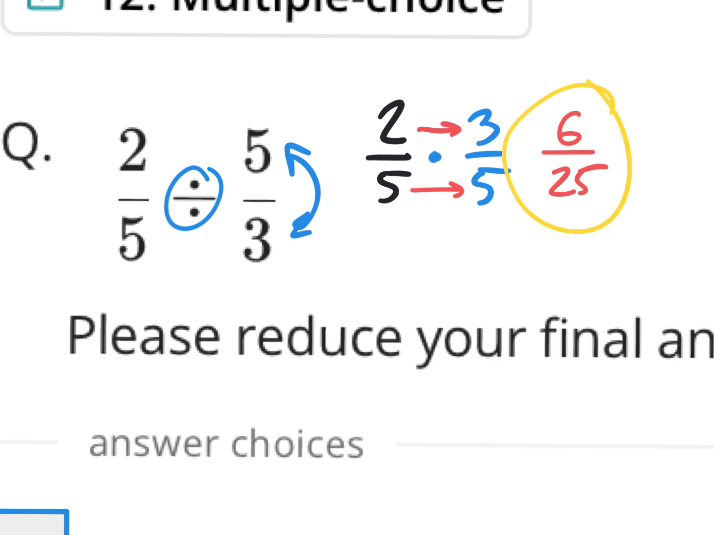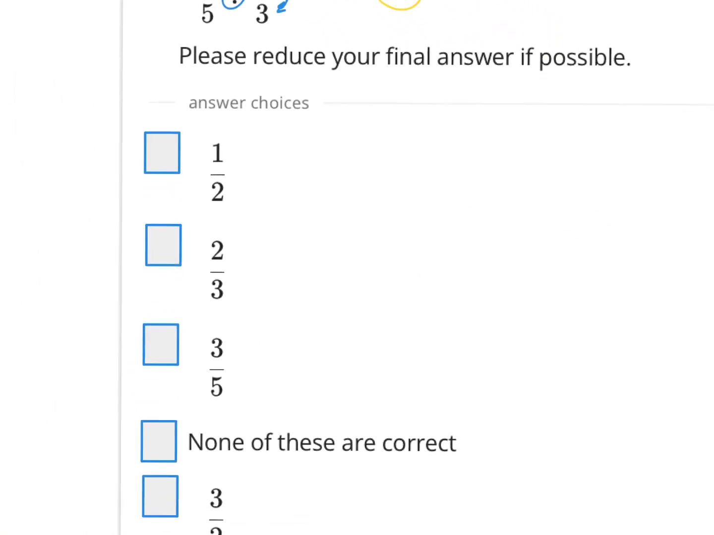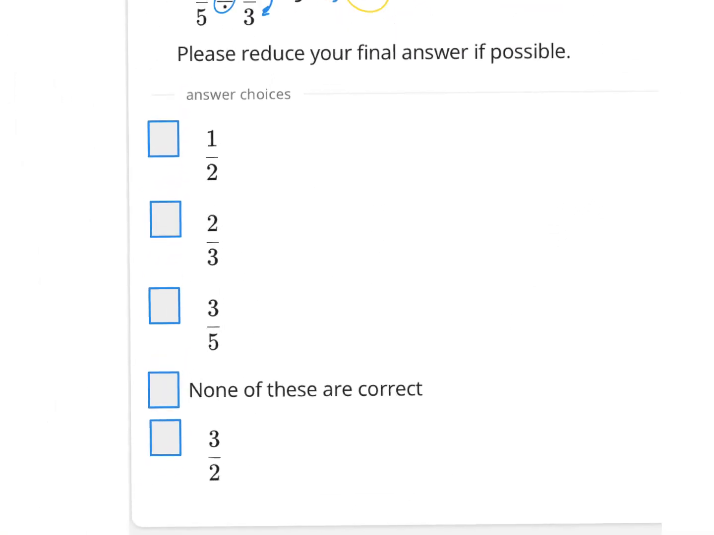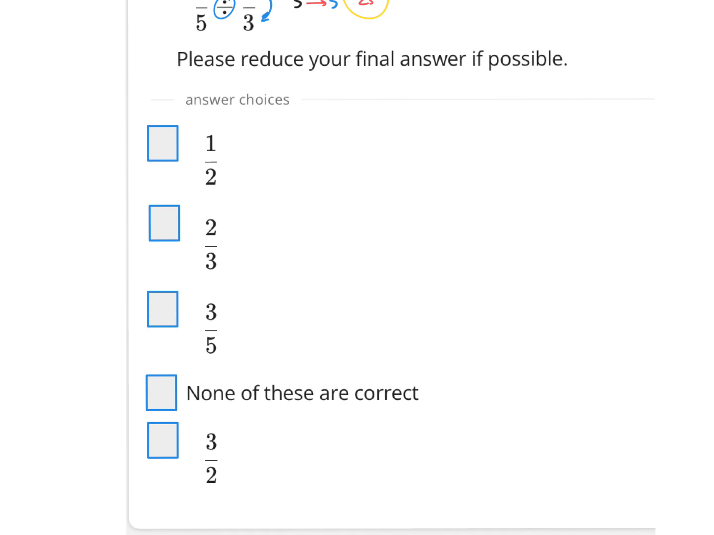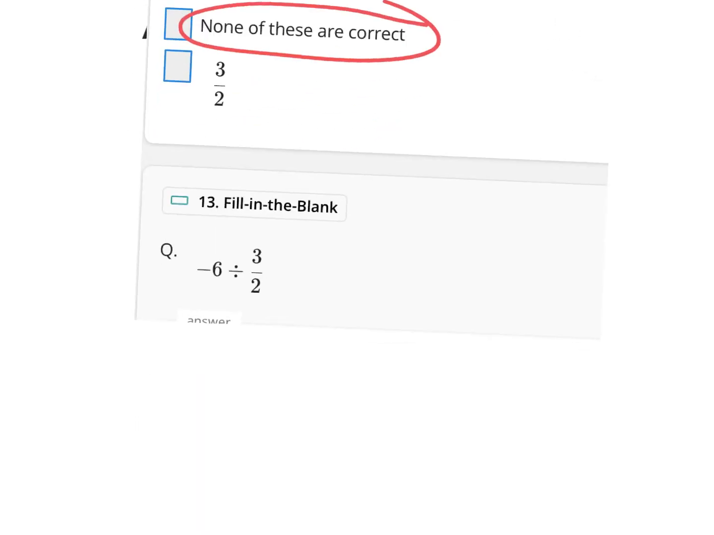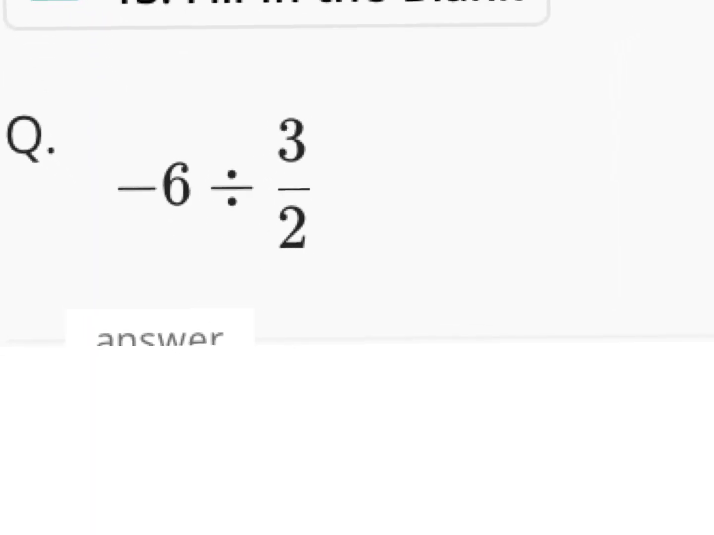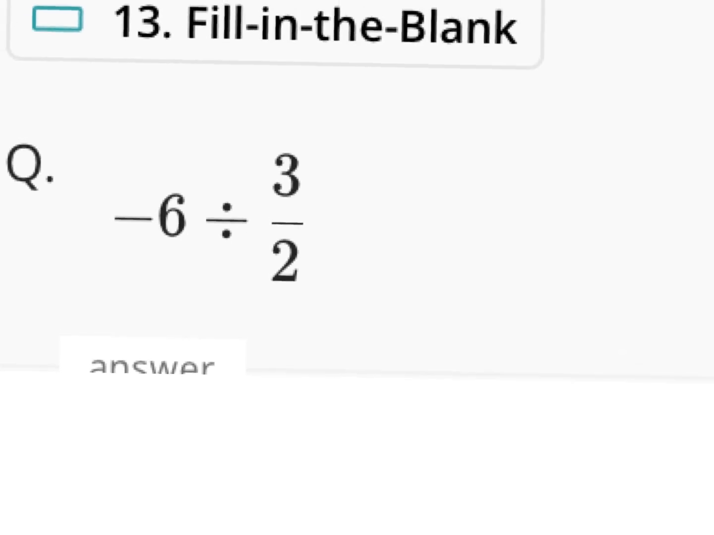6 over 25. Looking at our answer choices, there is no 6 over 25. So the answer must be that none of these are correct. None of these are correct. Let's move on.